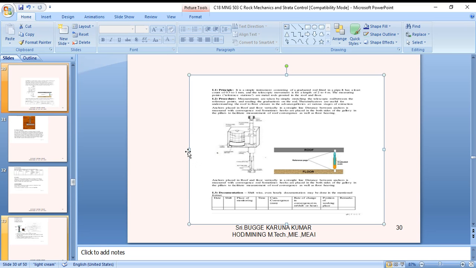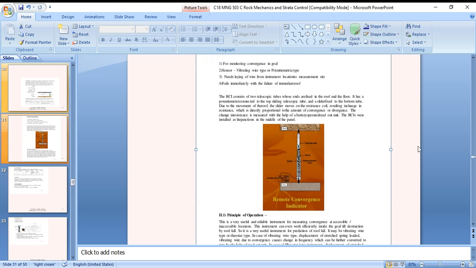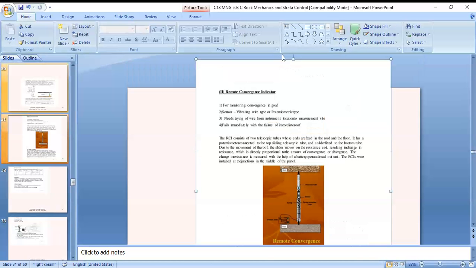The photographic, a particular drawn graphical drawings between the roof and floor. This is a roof bolting operation, remote convergence indicator.